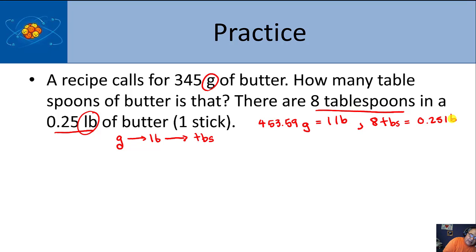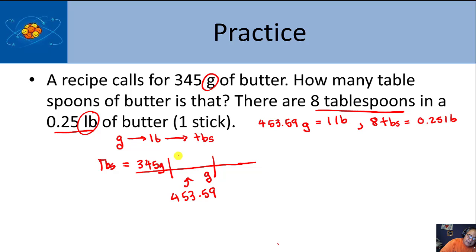But anyways, let's go ahead and say I'm looking for tablespoons. I'm going to start with the given number, 345 grams of butter, right? And I forgot to tell you why I knew exactly how many of these to put in there. And then I know that there are 453.59 grams. So where does that go, right? I need to cancel grams, so that's going to go down here. And then it's going to be 453.59, I can't actually fit the number in here because I wasn't thinking far enough ahead, and that's 1 pound. And then I know for 1 pound, I have 8 tablespoons.